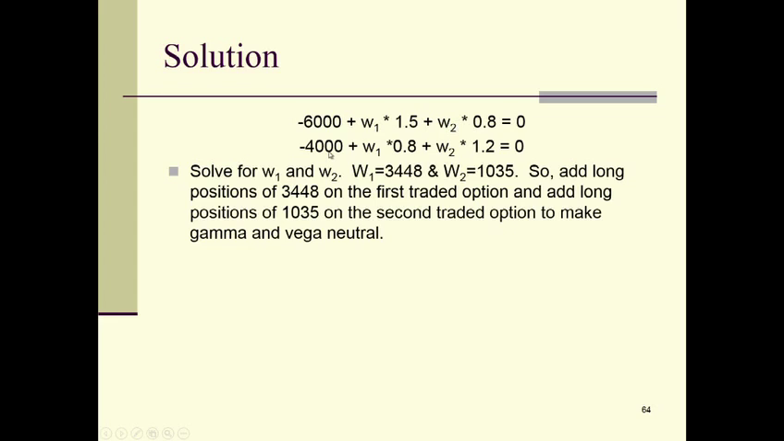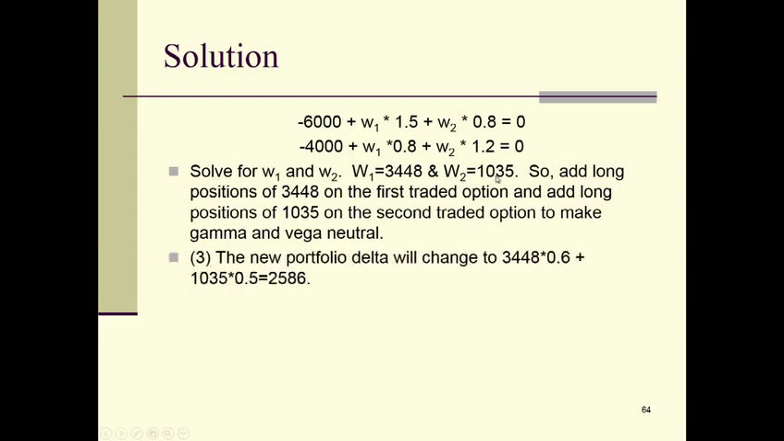Okay, and this is your vega. Vega for the first traded option, vega for the second traded option. Equate that to 0, solve the simultaneous equation. You get W1, W2 to be 34.48 and 10.35. Any question? Okay, so you long 34.48 of the first traded option and 10.35 of the second traded option.